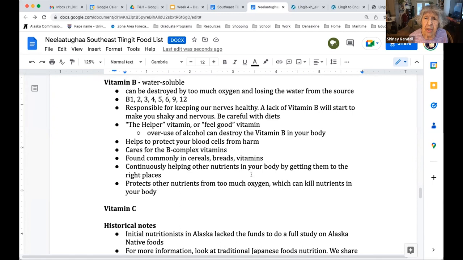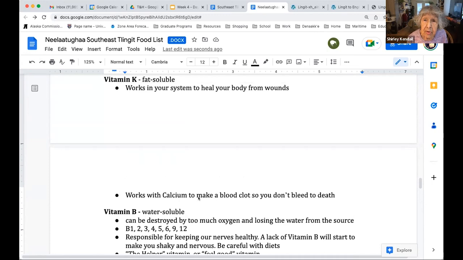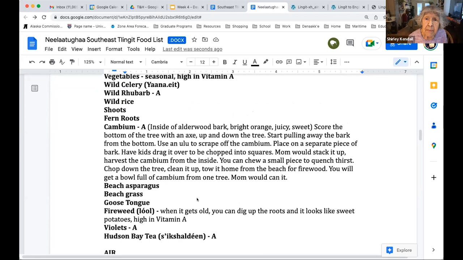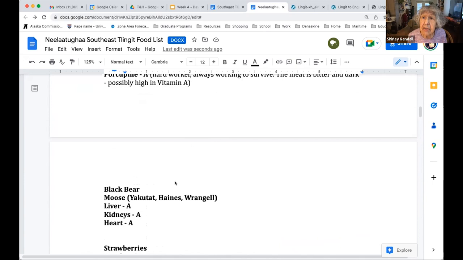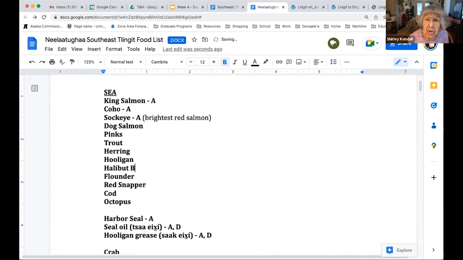So if we don't have bread and cereal and all that, how do we get it? Because we eat so much fish and things like that. I think if you look on your list, I want you to mark down for the B vitamins, all of them, from B1 to 12, in halibut. Halibut, and I think I had down red fish or codfish. Those kind of fishes have a lot of B vitamins in it, especially the halibut. It's kind of amazing.